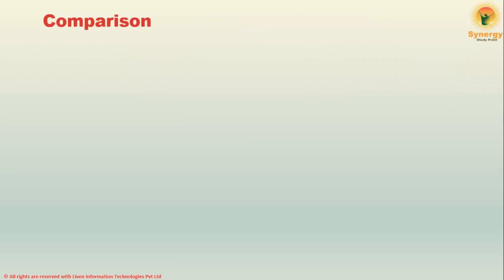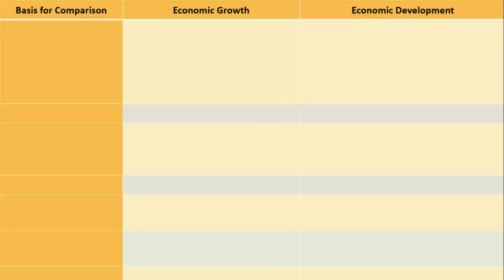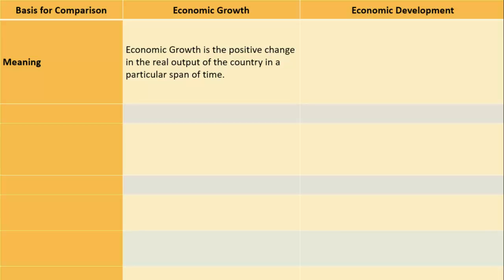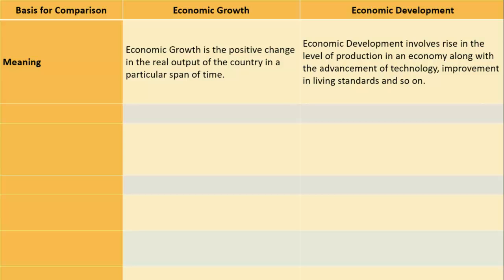So let us comparatively understand the concept of economic growth and economic development. On our left hand side, we have the basis for comparison. So first is the meaning. Economic growth is the positive change in real output of a country in a particular span of time. Whereas development is the rise in the level of production in an economy along with the advancement of technology, improvement in living standards, and so on.